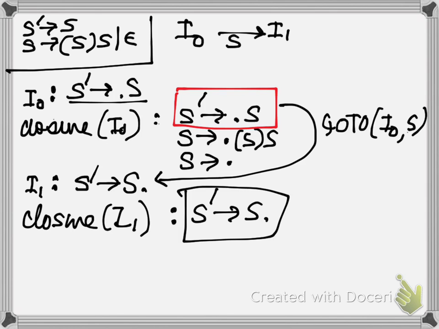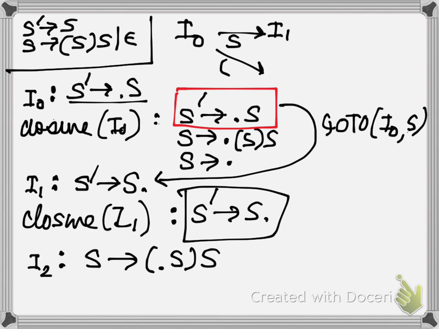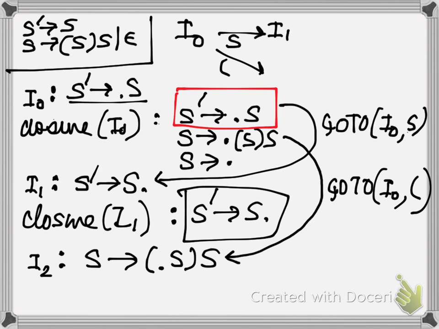But from I0 I can also get an opening parenthesis. So I0 on opening parenthesis, where will it go to? Let me call this set I2. I have S derives parenthesis, and after seeing the parenthesis, the dot will be here. So go to I0 on opening parenthesis goes to I2. Now I have to construct the closure of I2.